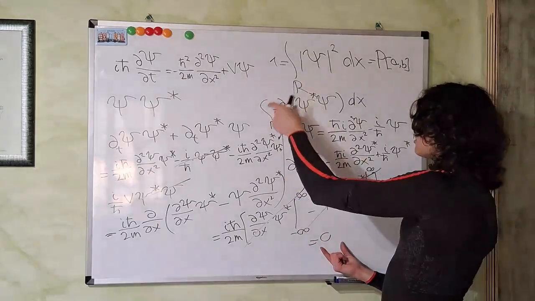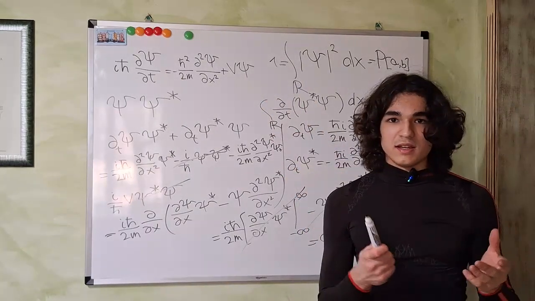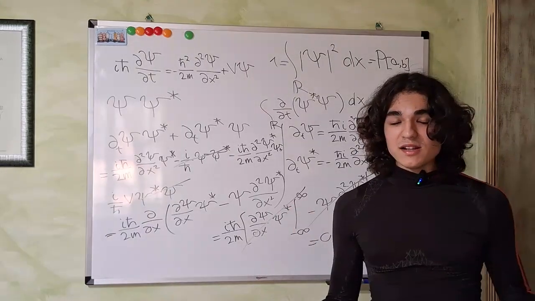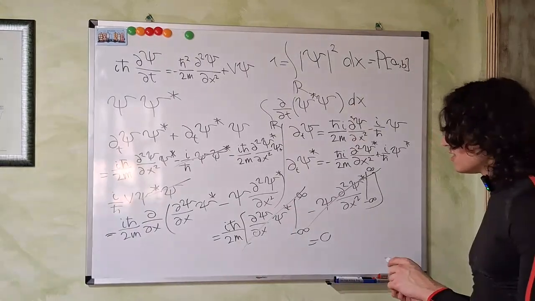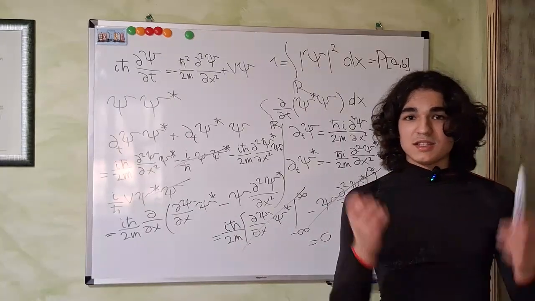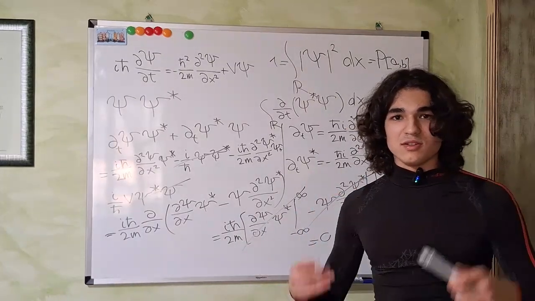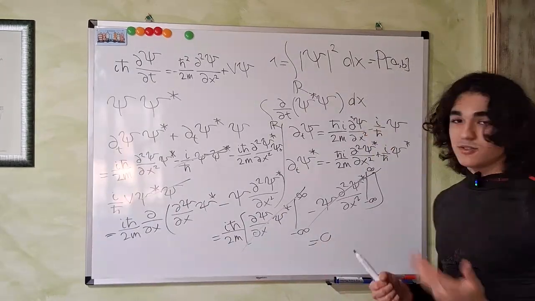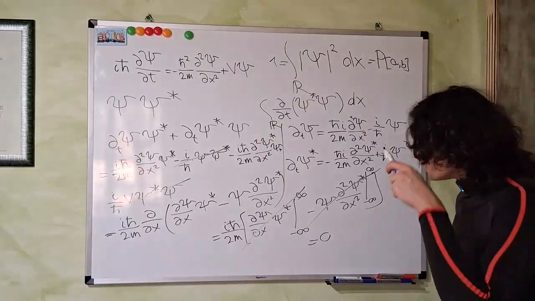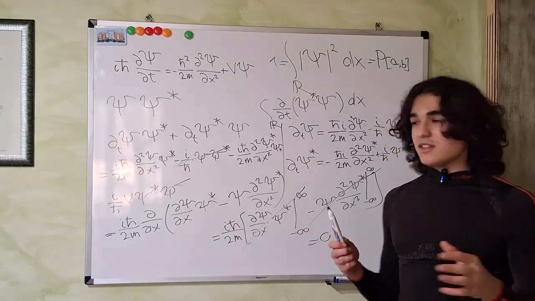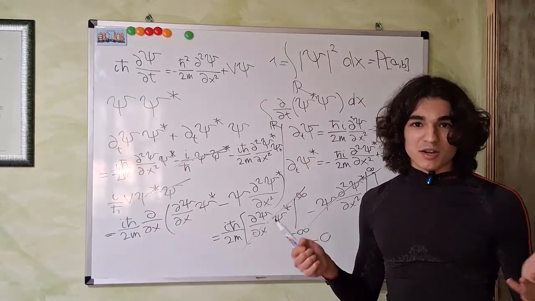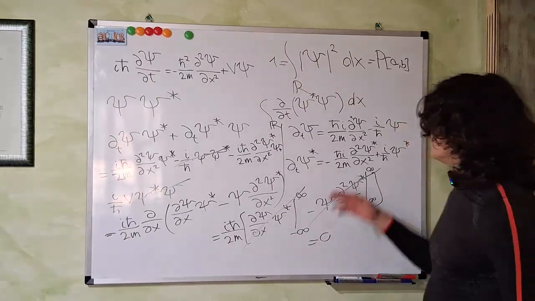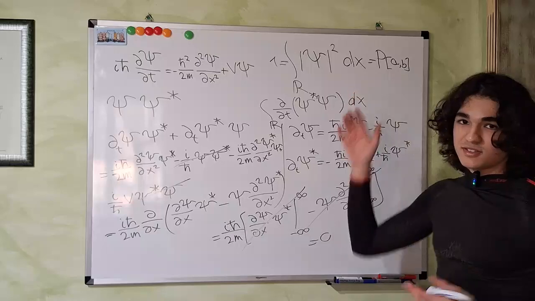But if the time derivative of our probability is 0, it means that the probability is constant. And if we normalize the wave function at a time t equals 0, or whenever you want to normalize the wave function, then it stays normalized for all times. And this is crucial. If this were not true, it would have been a great problem, because we would have to normalize the wave function continuously to have this condition satisfied.